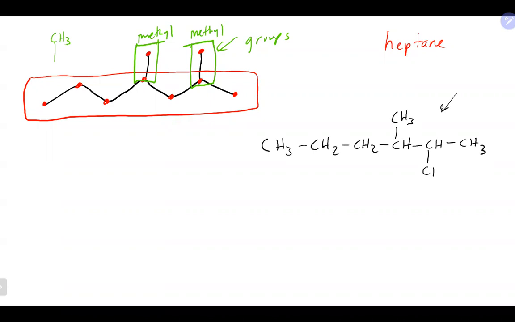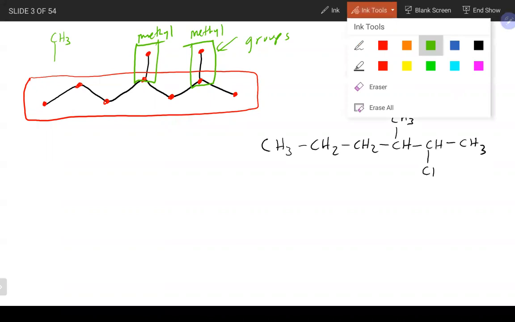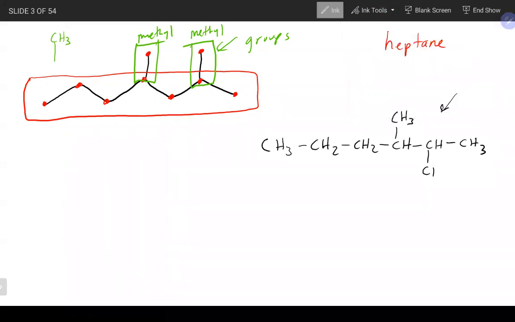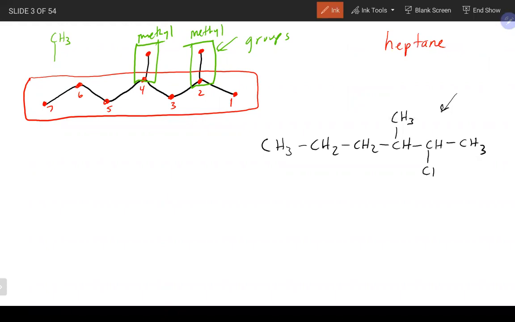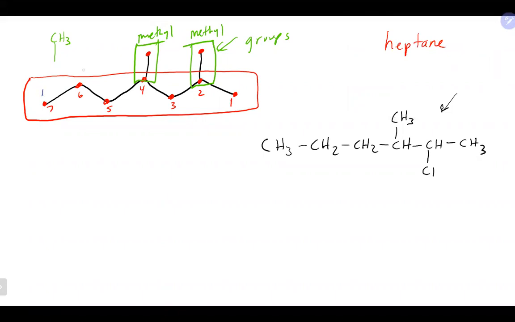So what's left here is we do need to do a little bit of numbering, and you could probably see it. But again, if we go right to left in this case, that would be carbon 1, carbon 2, carbon 3, carbon 4, carbon 5, carbon 6, and carbon 7. Obviously, our other option would be to go the other way: carbon 1, carbon 2, carbon 3, carbon 4, carbon 5, carbon 6, and carbon 7.